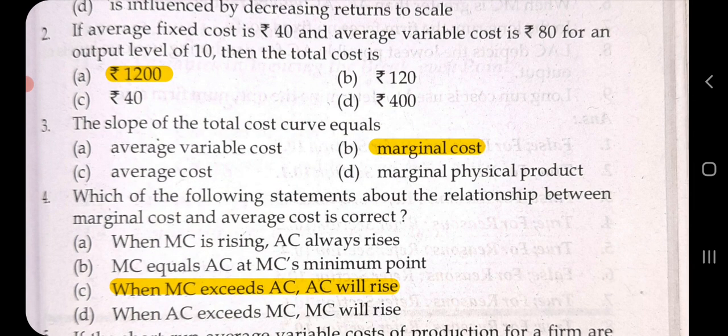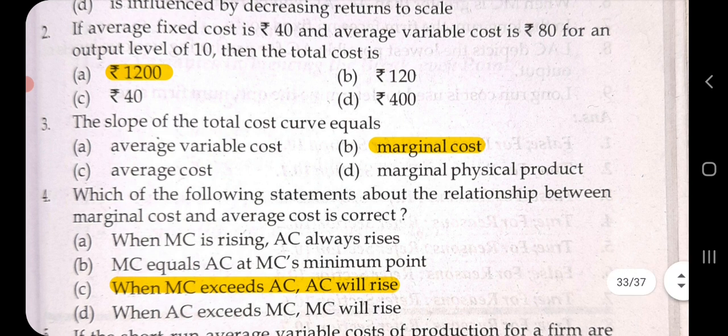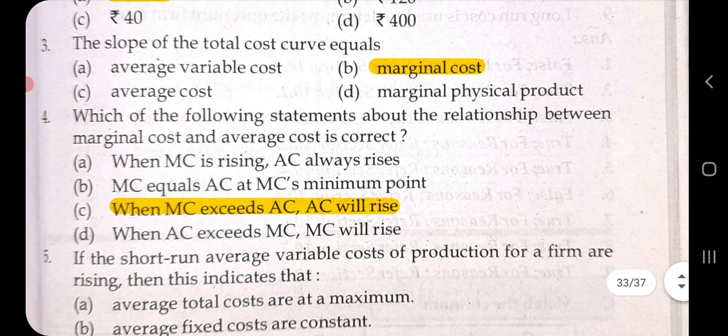Third question, the slope of total cost curve equals dash dash, and the answer is marginal cost. Fourth question, which of the following statements about relationship between marginal cost and average cost is correct? And the correct answer is C, when marginal cost exceeds average cost, average cost will rise.